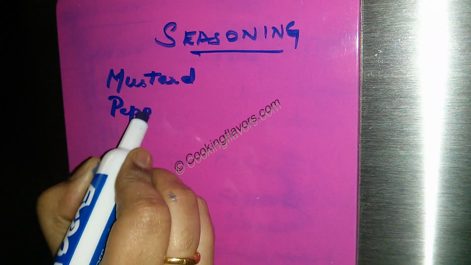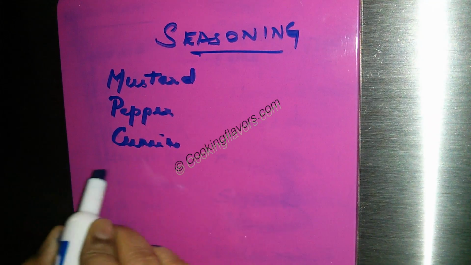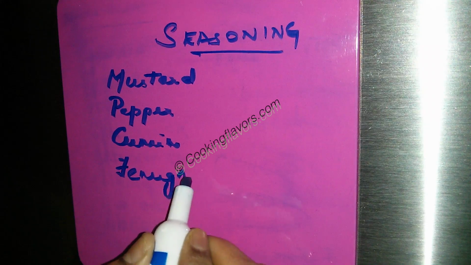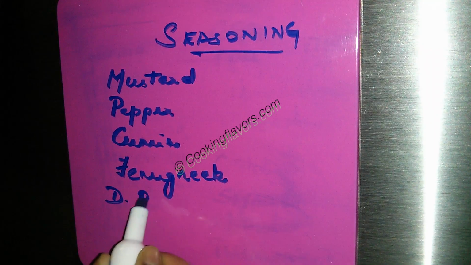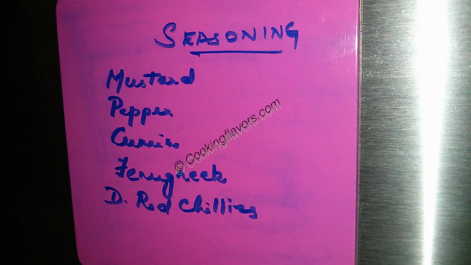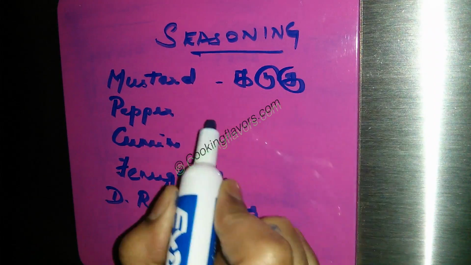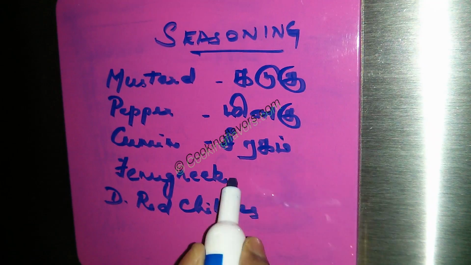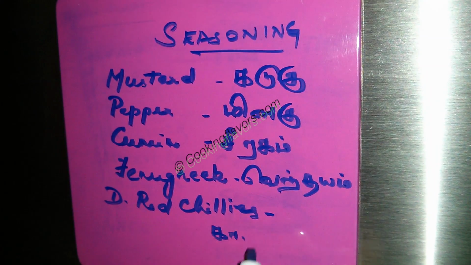So my first category is, I'm saying, seasoning items, where I will be writing mustard seeds, pepper, which is black peppercorns, cumin seeds, fenugreek seeds, and dry red chilies. Because in Tamil we usually say kadugu, milagu, jeeragam, vendayam, and kainda milagai. This is just for easy reference.